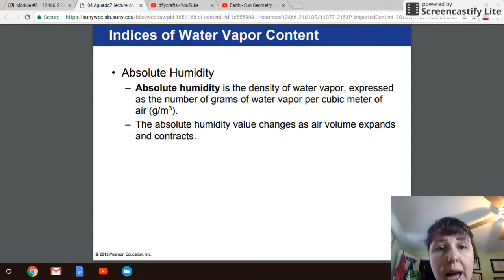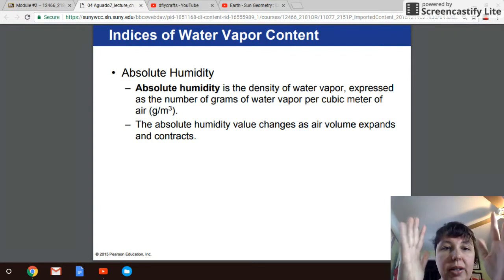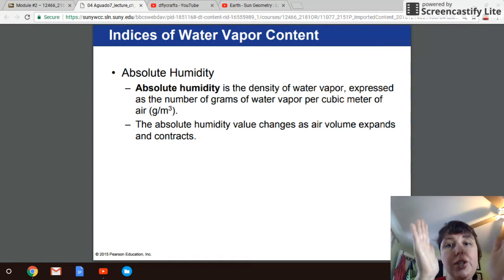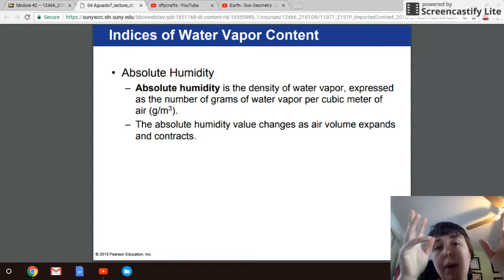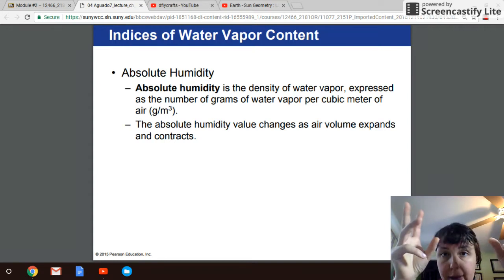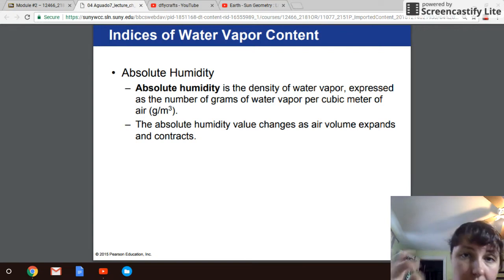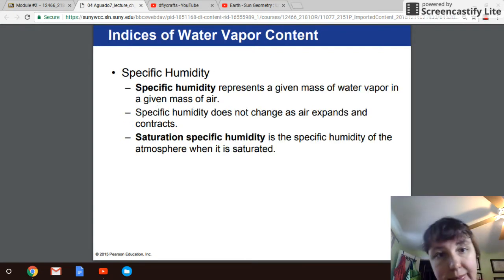Another term, absolute humidity. Absolute humidity is another way of saying the exact amount of water present. So if I take my measurement of atmosphere and I take a little 1 by 1 by 1 meter cube, and I measure how much weight of water in grams I have in my cube, I get a certain amount of water. That's my absolute humidity. It's the exact amount of water present.